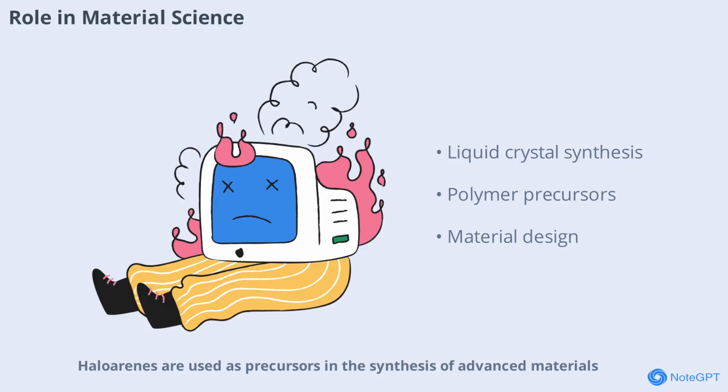Halogens are used as precursors in the synthesis of advanced materials, such as liquid crystals and polymers. Their ability to undergo further chemical modifications makes them valuable in designing materials with specific properties. The development of new materials often relies on the unique reactivity of halogens.